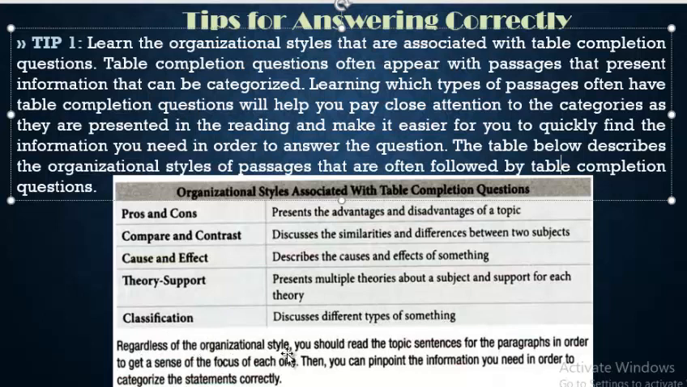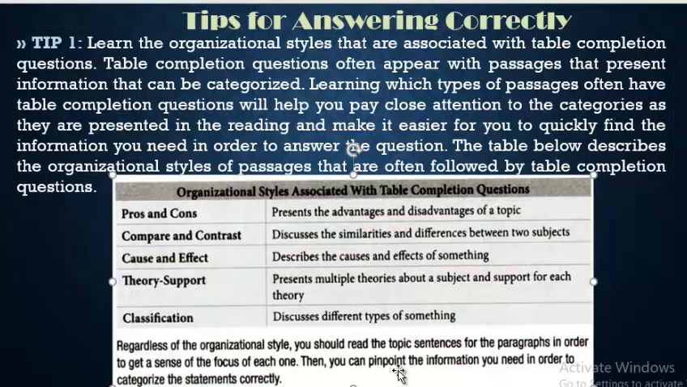Regardless of organizational styles, you should understand which kind of structure the text has. You should read the topic sentence for the paragraph in order to get a sense of the focus of each one. Then you can pinpoint the information you need in order to categorize the statement correctly. Pinpoint means highlight, locate them. You should read the topic statements of a paragraph. Remember, this is the most important part.